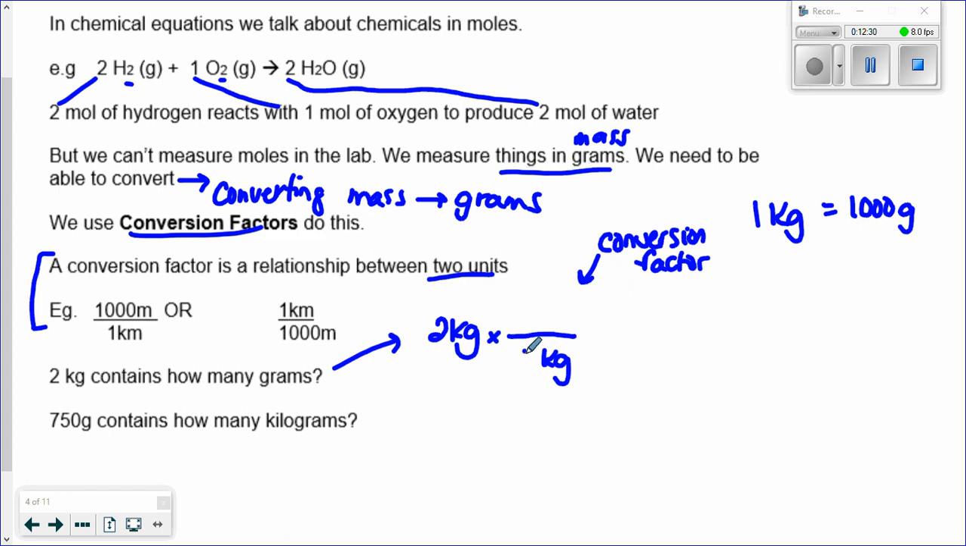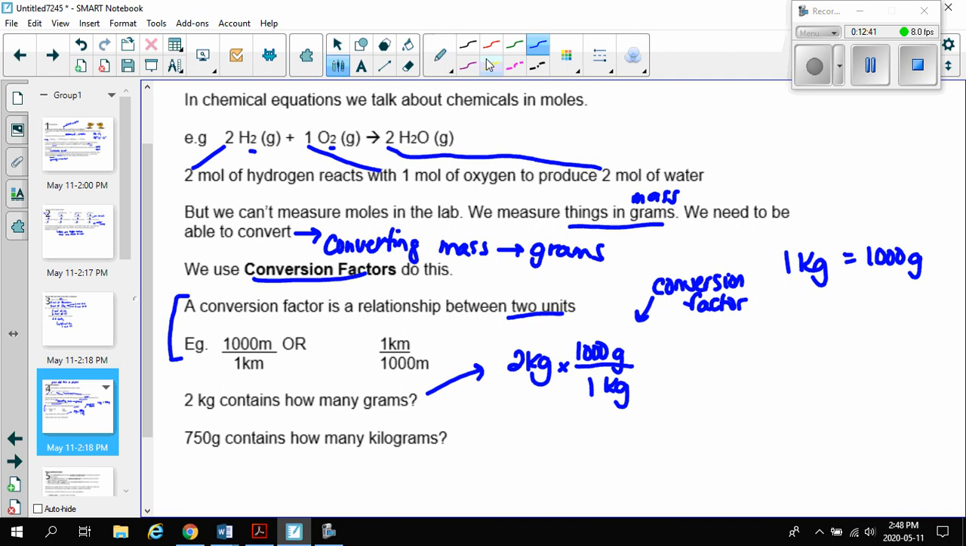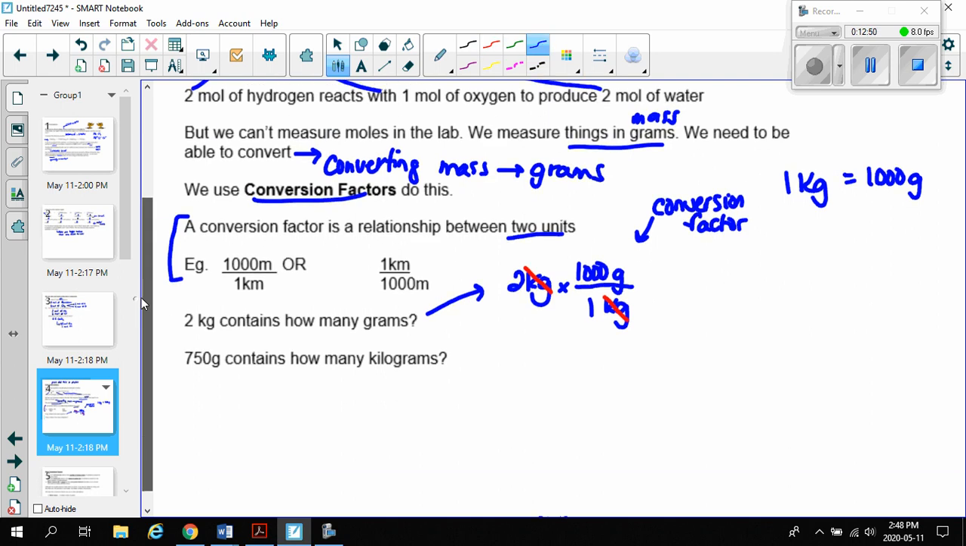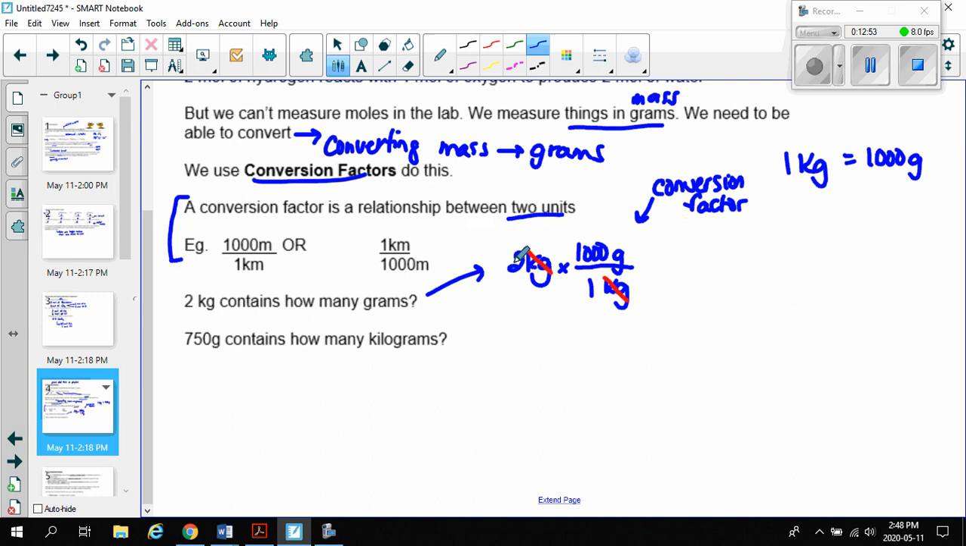So 1 kilogram is the same thing as 1,000 grams. So we can set up our conversion factor like that. Again, we want to be able to cancel out units. So kilograms on top cancels with kilograms on the bottom. So in our calculator, we would punch in 2 times 1,000 divided by 1 in theory. And what we would be left with is 2,000 grams.